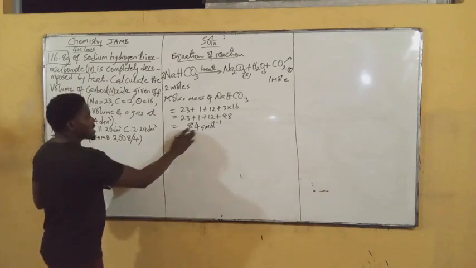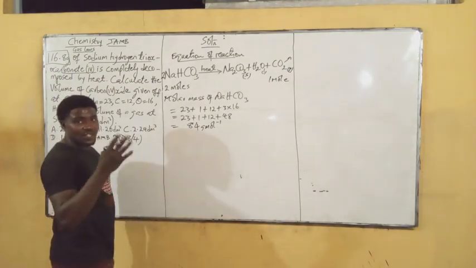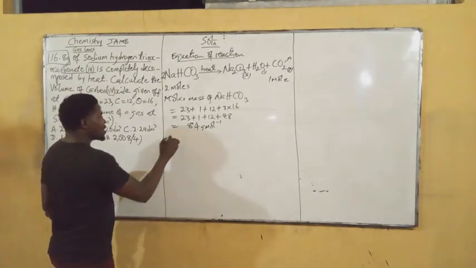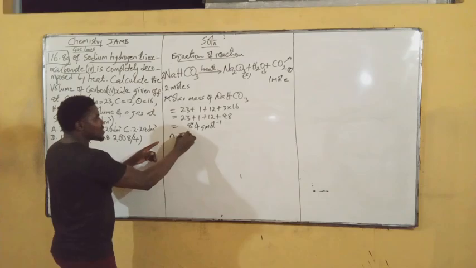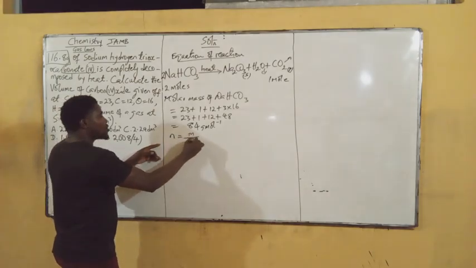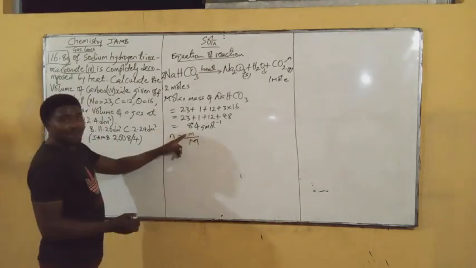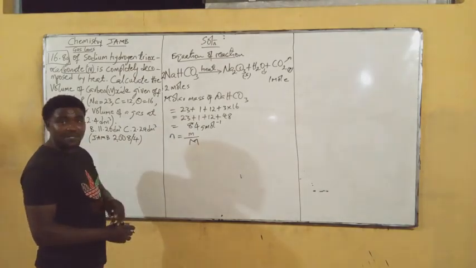Now, remember that the amount of substance, that is the number of moles of a substance, which is written as small letter n. The number of moles of any substance is the reacting mass divided by the molar mass, where the small letter m is the reacting mass and the capital letter M is the molar mass.